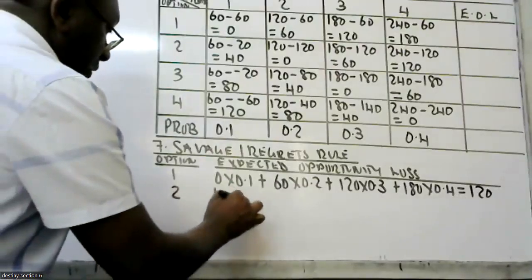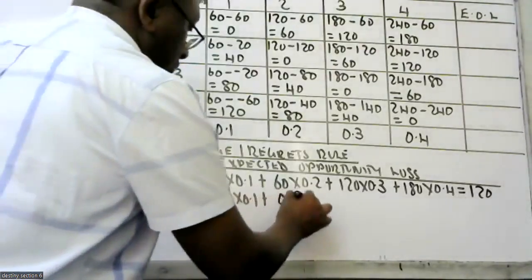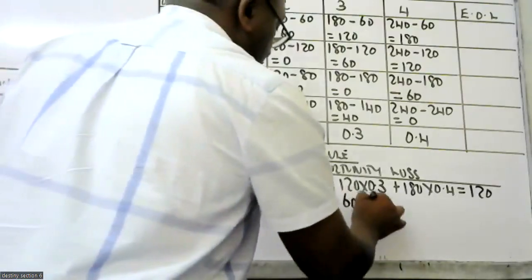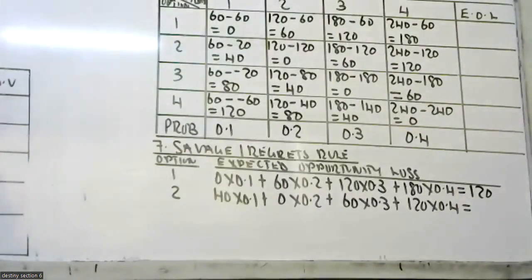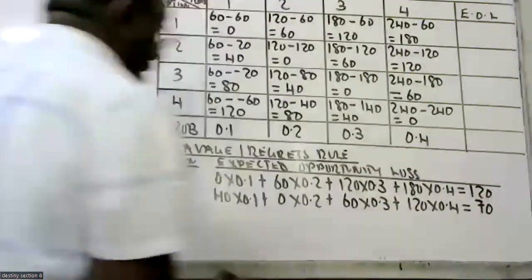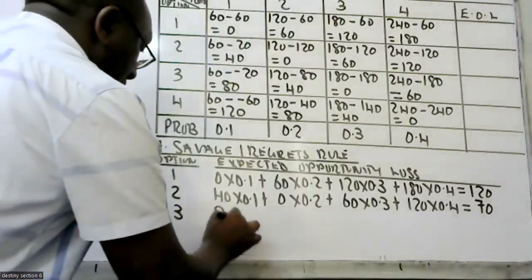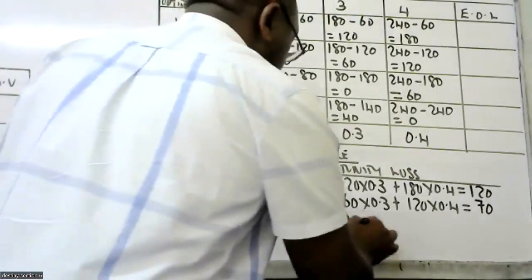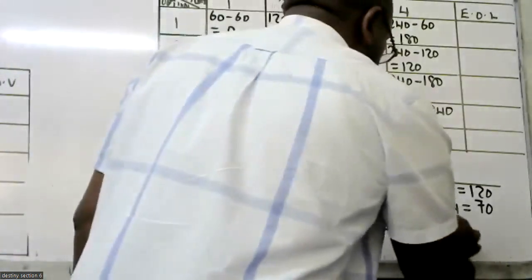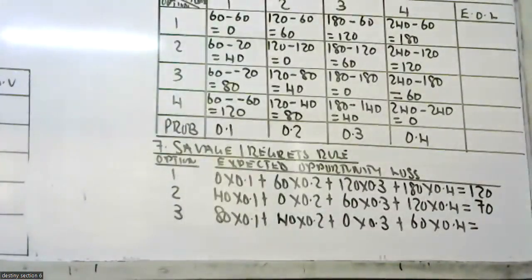You take 40 times 0.1 plus 0 times 0.2 plus 60 times 0.3 plus 120 times 0.4. 70. And then number 3. We have 80 times 0.1 plus 40 times 0.2 plus 0 times 0.3 plus 60 times 0.4. 40.